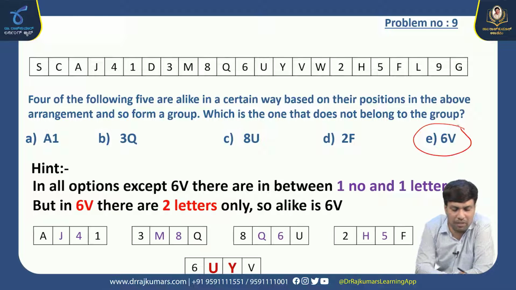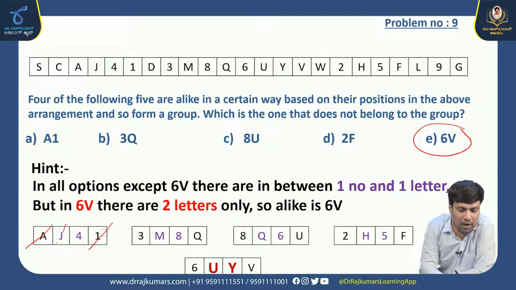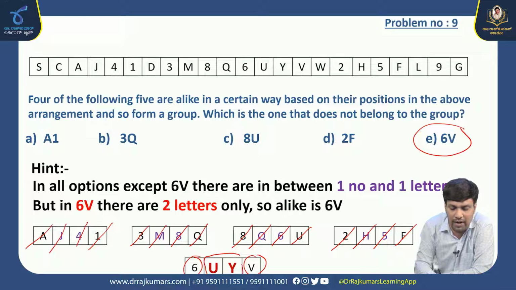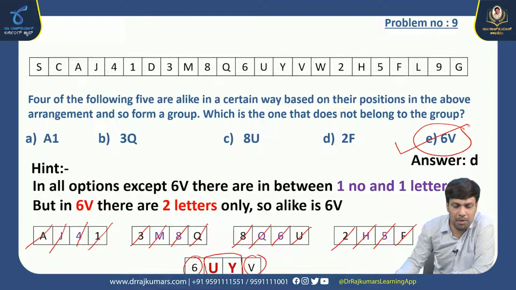Let's check it out now. Between A and 1 we have one letter and one number. Between 3 and Q we have one letter and one number. Between 8 and U we have one letter and one number. Between 2 and F we have one letter and one number. But between 6 and V we have both letters, that is U and Y. So the unlike is 6V, that is option E. So the right answer for this question is option E. Moving on to our next problem.